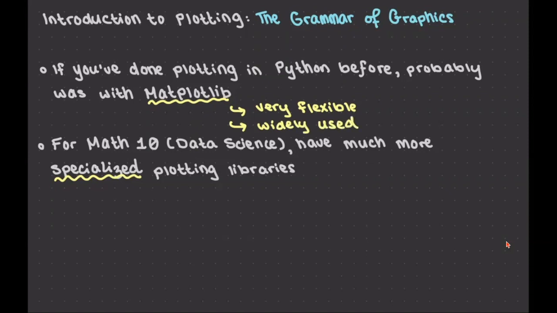On the other hand, our focus in Math 10 is on data science. So because of that, we have much more specialized plotting libraries for us to use. So what do we mean by specialized? Well, we mean we can get results much faster. And in some sense, there's going to be less tinkering because it's designed for what we want to do, versus Matplotlib is very flexible, so we might need to do a little bit more tinkering to get what we want.